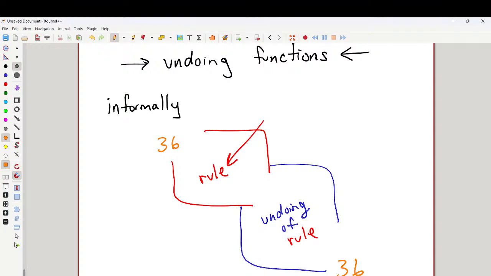First and foremost, an inverse function is an undoing function. It undoes a rule. And it plays super well with composition because, let's keep it mad simple, this is the +1 rule. We would get 37, but then we're going to undo that. So this would be the -1 rule. You'd get back to right what you started with.